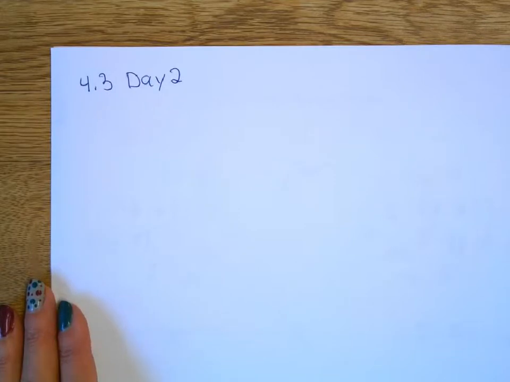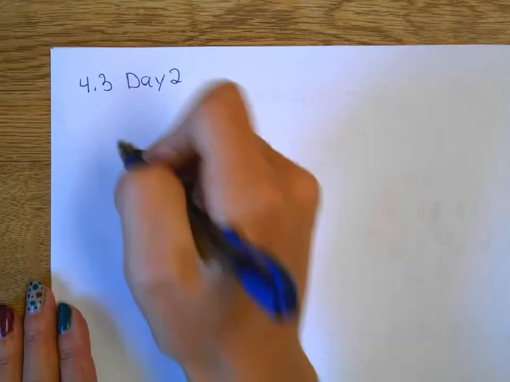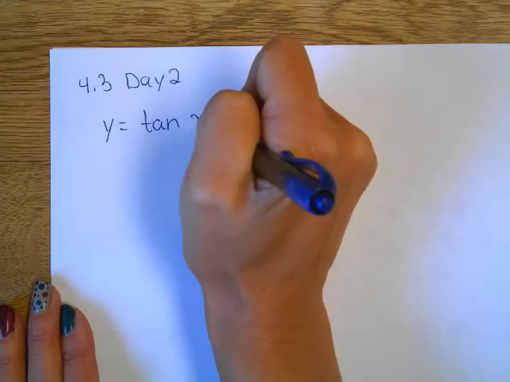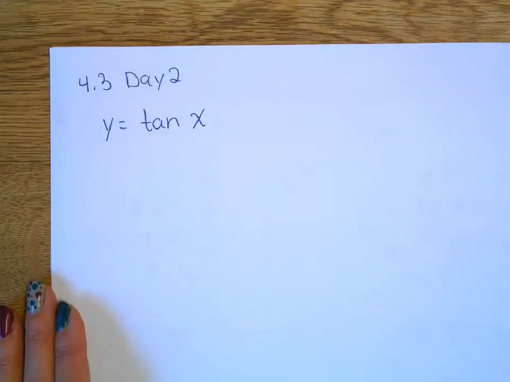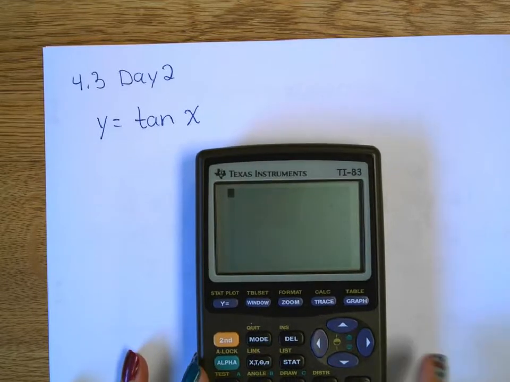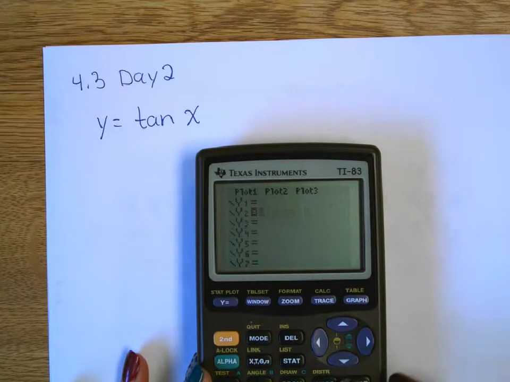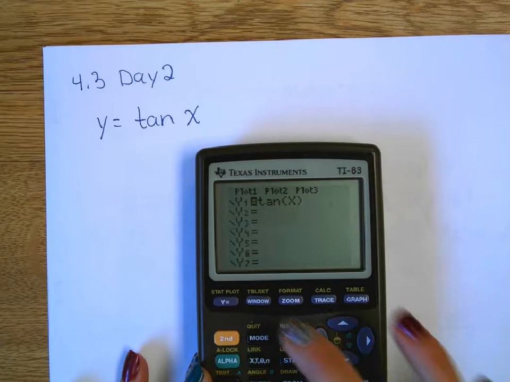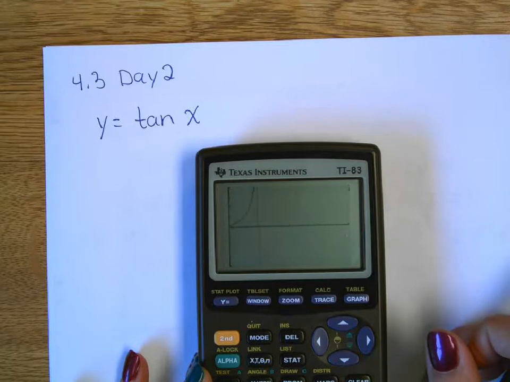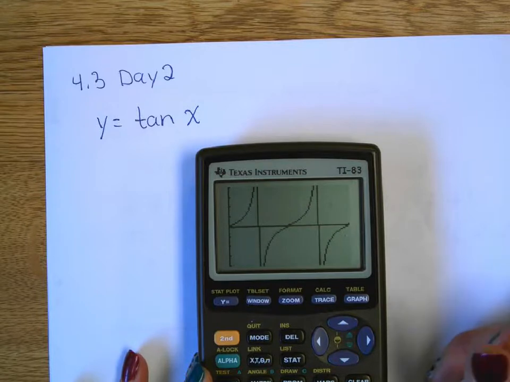Okay, we've got tangent and cotangent left. So, we've got y equals, we're going to look at tangent x first. Okay, you don't need a calculator. I don't want to waste the time to have you run up and get one. Just take a look. Tangent x. Okay, and my window is still set from 0 to 2 pi.